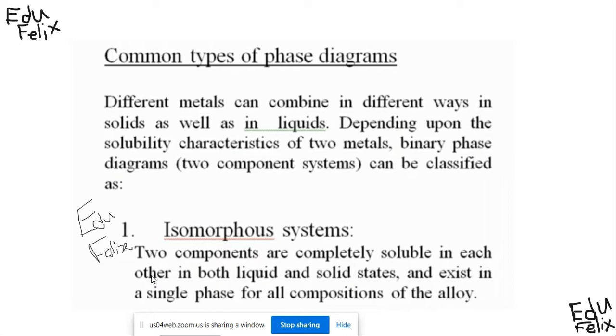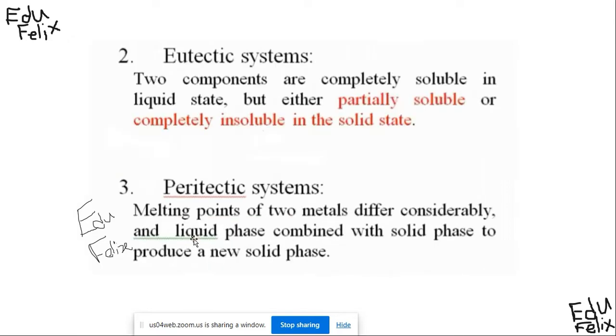Okay, we'll describe that by using our diagrams. First, we try to identify. Here one system is there. It is called isomorphous. Then you have the eutectic system, right? Eutectic means two components are completely soluble in the liquid state, but either partially soluble or completely insoluble in the solid state. That is another system. This is due to the atomic structure and the bonding. And you have primary and secondary bonds.